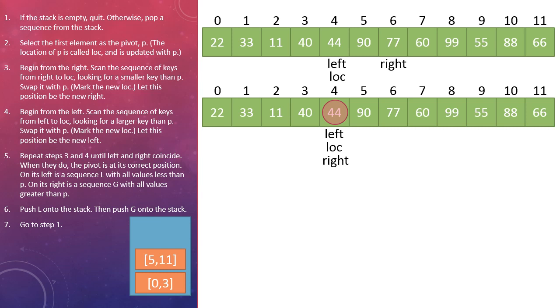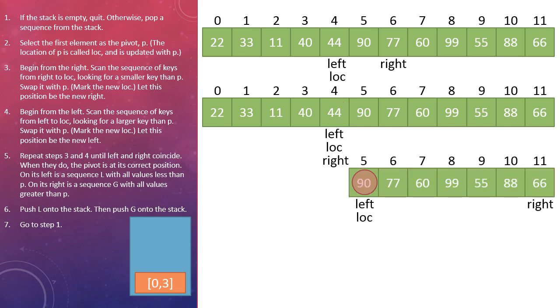So one element has been sorted. What do I do now? Look at my stack. Is the stack empty? No, the stack is not empty. Then pop a sequence from the stack. I pop a sequence and I get the sequence of greater elements from 5 to 11. I mark left at 5, right at 11. I take 90 to be the pivot element, so lock is at 5, the position of 90.